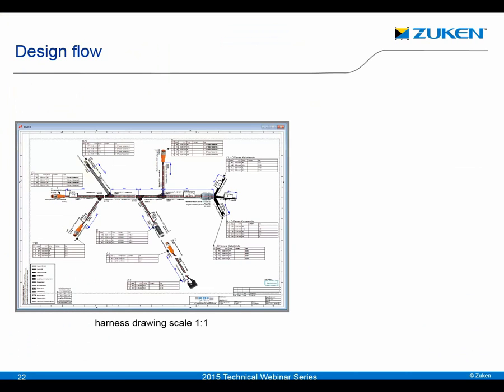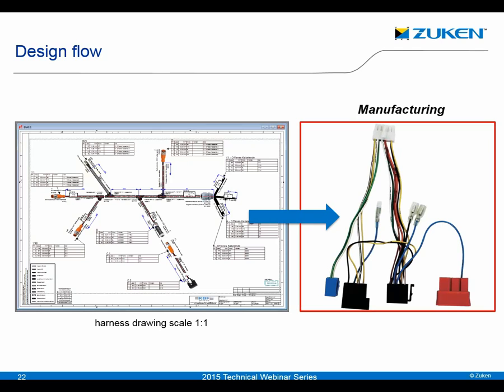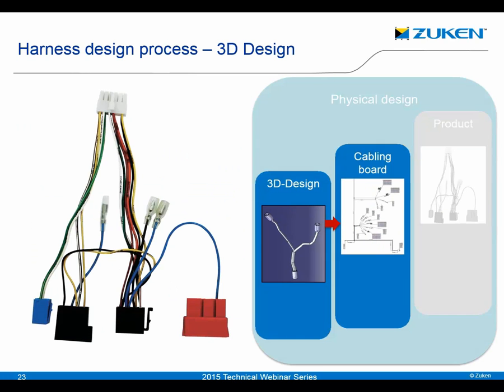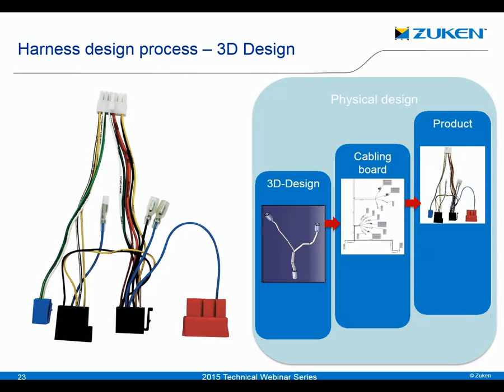When the form board is ready, we have to prepare additional information for the manufacturing. This will be the next step in the design flow. Let's see what we need for manufacturing, documentation and service.